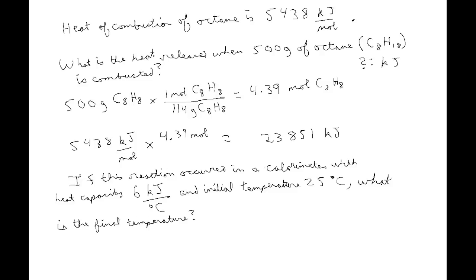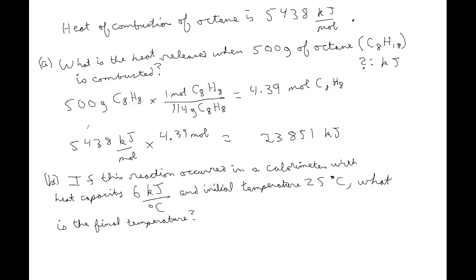Okay, so now this is a follow-on. I guess this would be part B for the problem we were just doing. Think about how you would do part B. This reaction occurred in a calorimeter with heat capacity 6 kilojoules per degree Celsius and initial temperature 25 degrees. What is the final temperature?